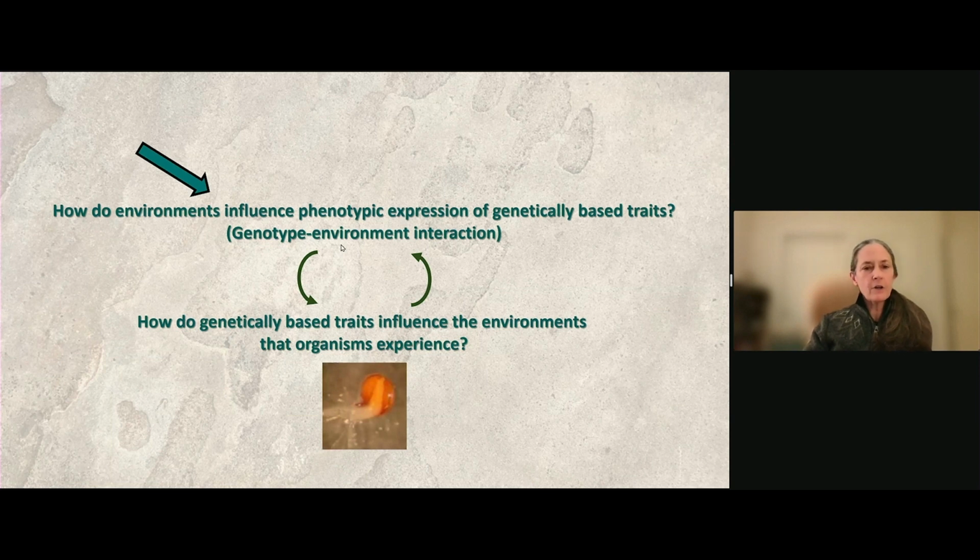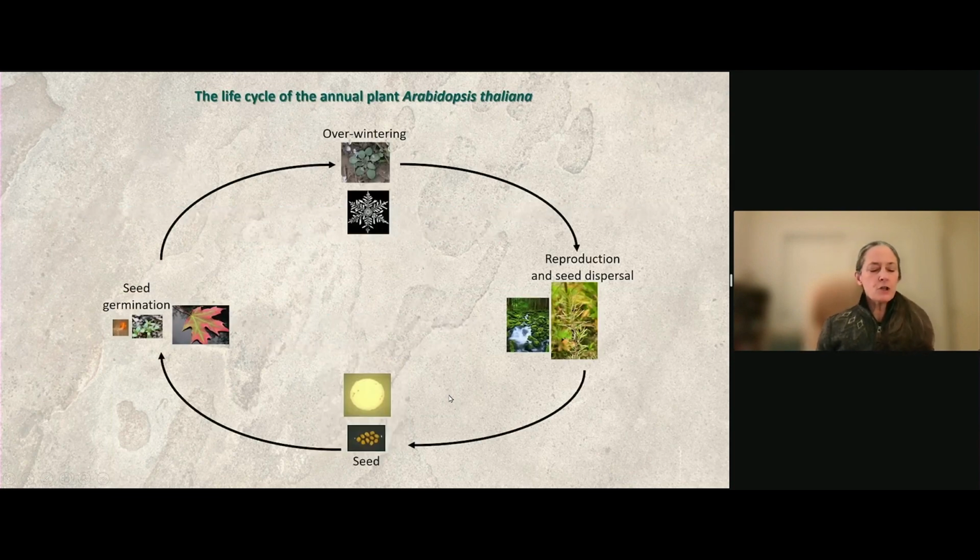But for today, I'll focus on the first component, with reference to one of these traits that influences the environments that organisms experience, namely seed germination. Seed germination is genetically controlled, but it is also strongly mediated by seasonal environmental factors. On the other hand, the timing of seed germination determines the post-germination environment that plants experience and even the environment that they experience throughout their life.